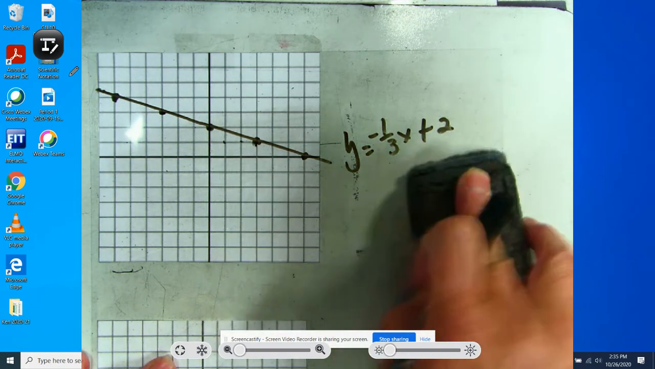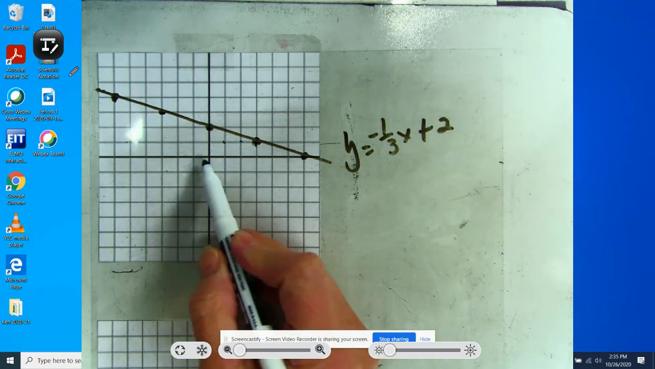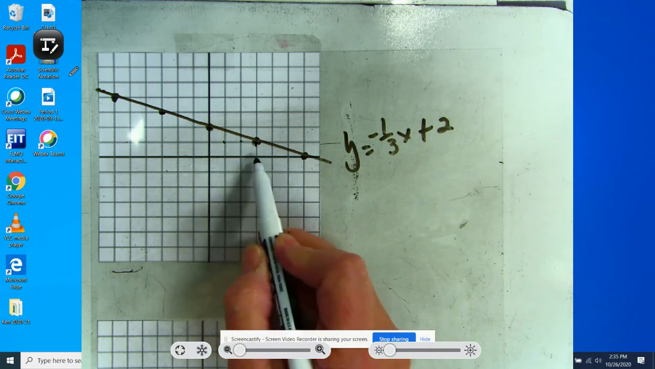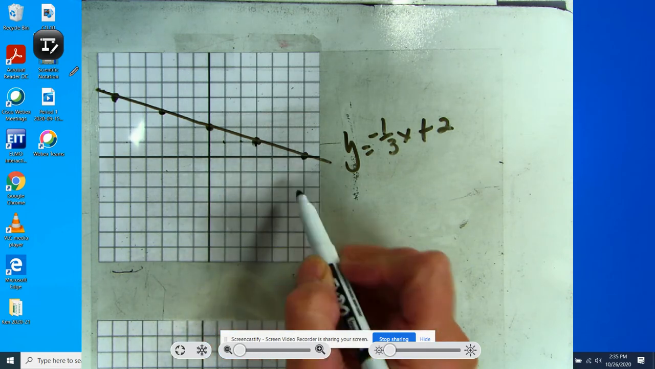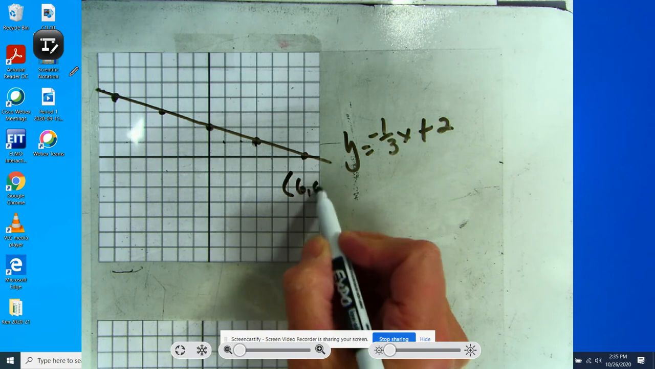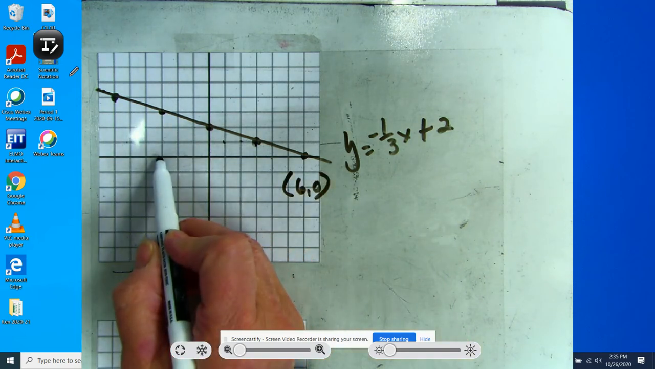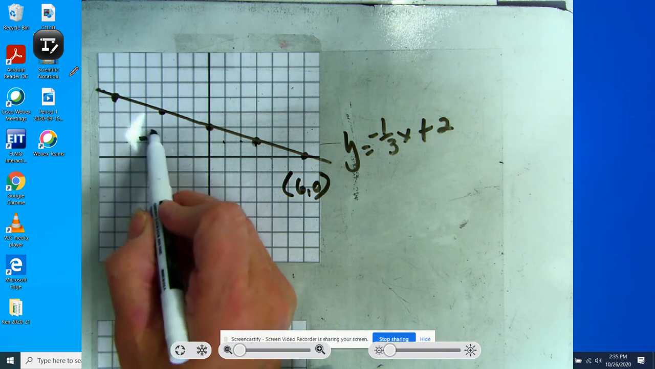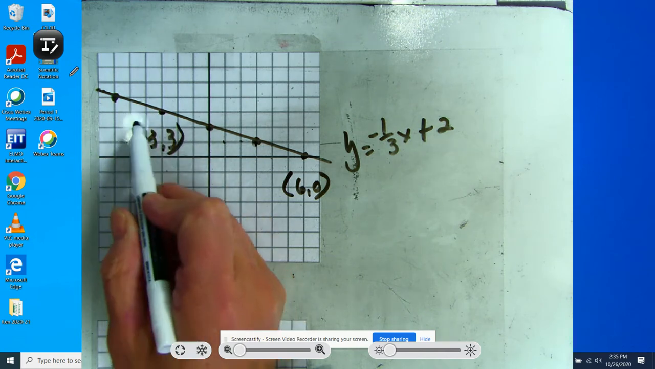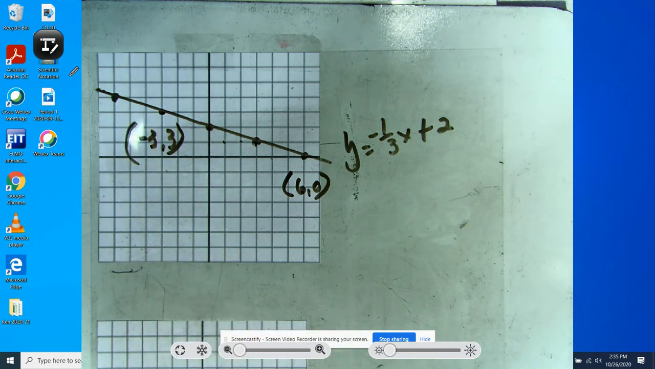Let me show you. We have a point here. This is 1, 2, 3, 4, 5, 6. This is the point 6, 0. This is the point 1, 2, 3 over, 1, 2, 3 up. This is -3, 3. Both of these points are on the line.